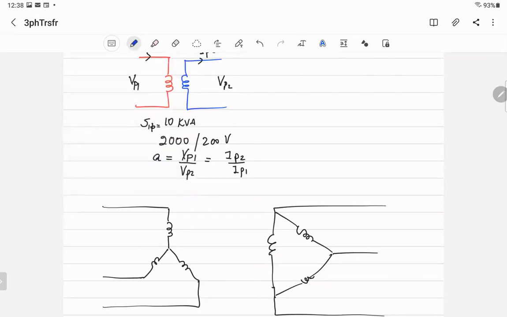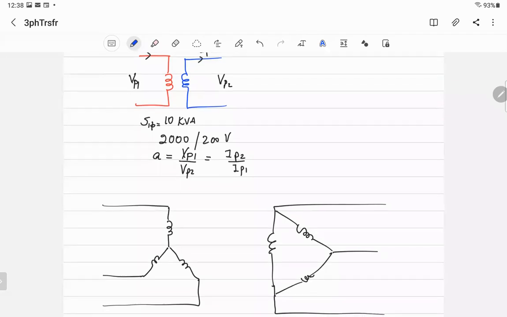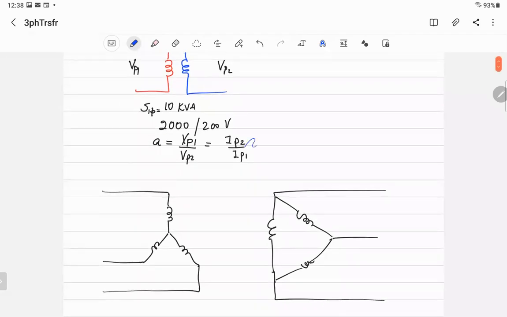We know that A is the turns ratio of one single phase transformer. Keep this in mind because now we're working with three phase. Very important to understand that this relationship is for one single phase transformer. When you go for this delta and Y connection, I1 represents the line current. And the voltage across from line to line, I'm going to call it V1. So V1 is the line to line voltage on the primary side. I1 is the line current on the primary side.